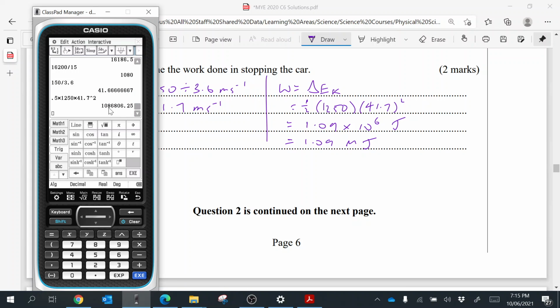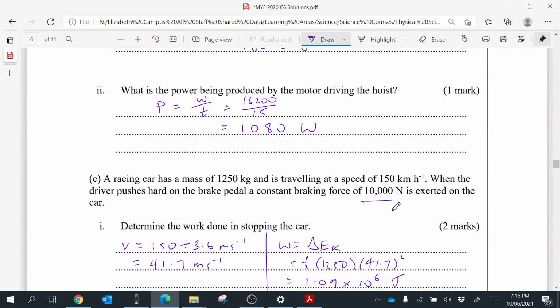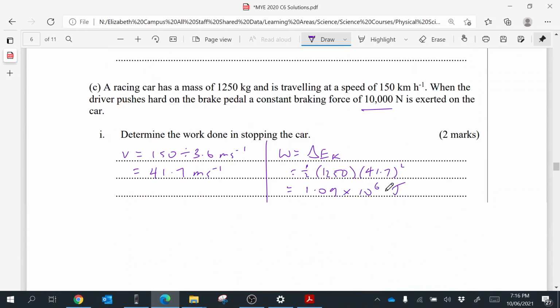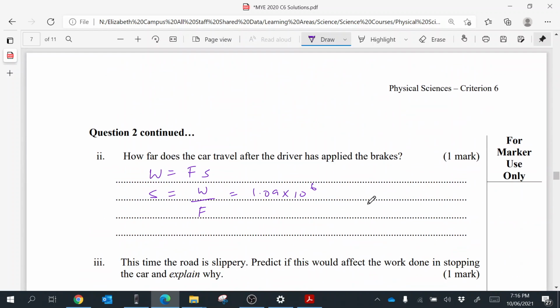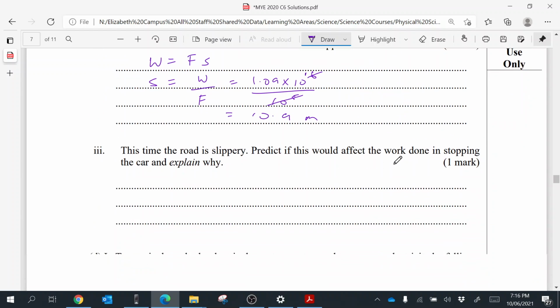Add 1, 2, 3, 4, 5, 6. Perfect. 10 to 6. How many zeros here? That's 10 to the 5. Divided by 10 to the 5. Okay, so that's going to be equal to 10.9 meters. Basically, because you can just cancel these out, so it's 10 to the 5, that cancels that down to 1. So it's 1.09 times 10, so it's 10.9 meters.